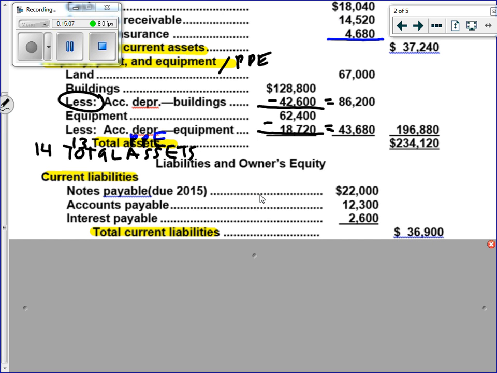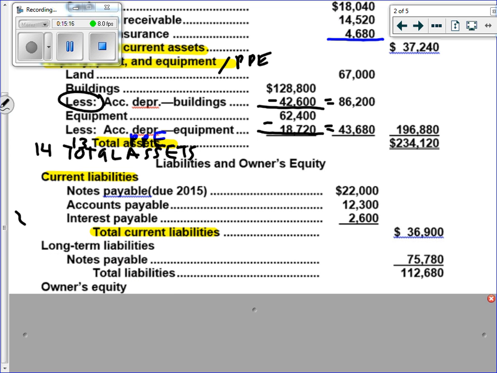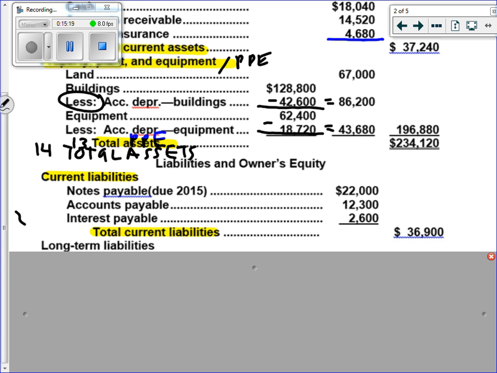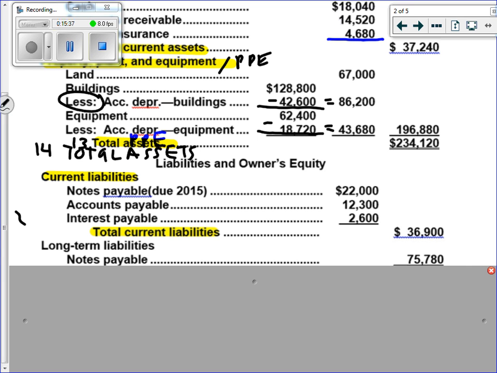What's our next classification? Long-term, thank you. How many do we have? Only one, right? Our notes payable is a long-term liability valued at $97,700, but we paid $22,000 in the current year, so the remaining balance would be out here. There's only one, so there's no need to say the one and then say total long-term liabilities. So that's why we're sticking it way out on the right column.